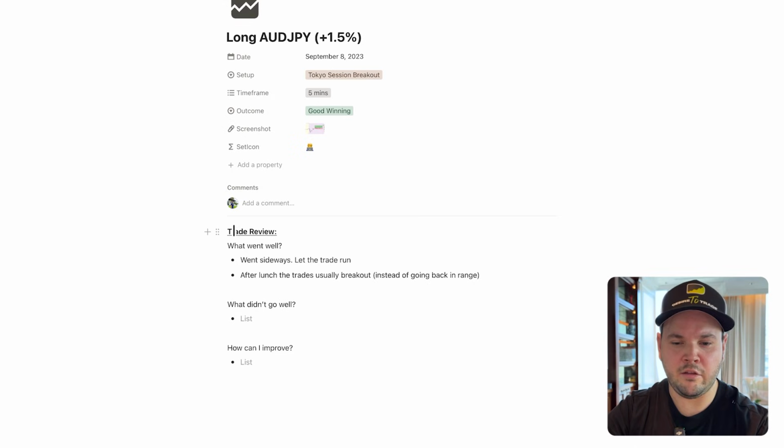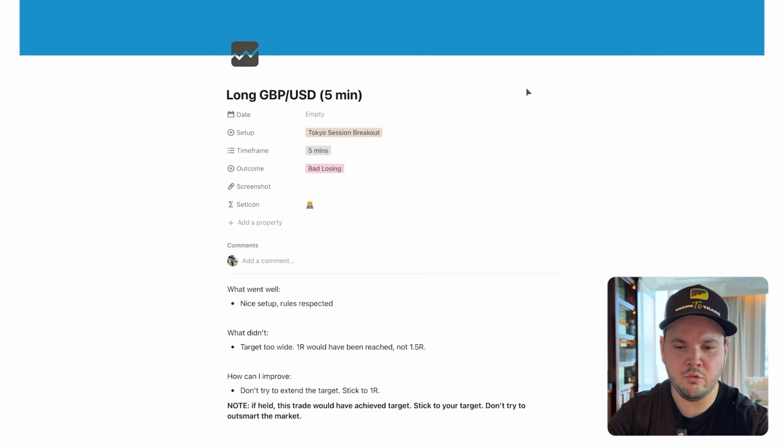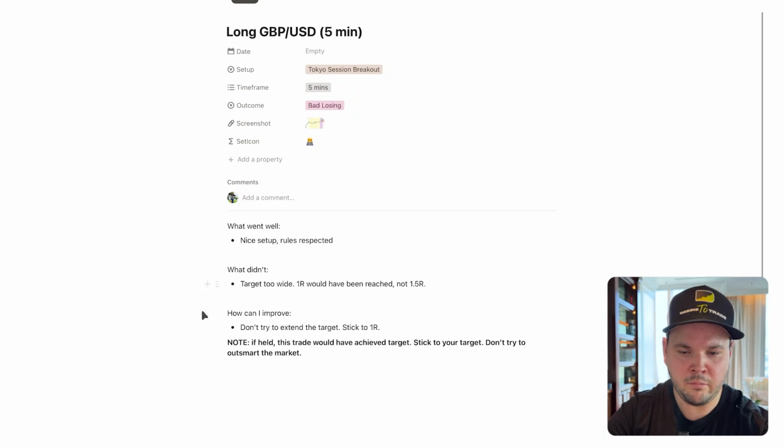I also sometimes put these trade reviews back in the day where I ask myself what went well, what didn't go well, and how can I improve. If you have a good winning trade, it's kind of hard, but if you have a losing trade, it's a bit easier to note that. So here, for example, we have a bad losing, which I commented on.